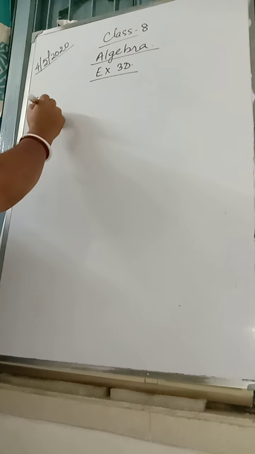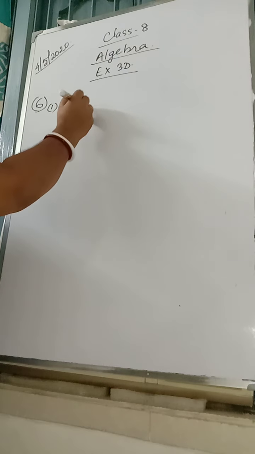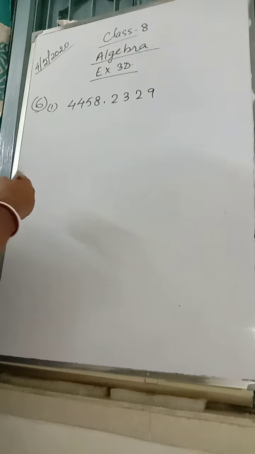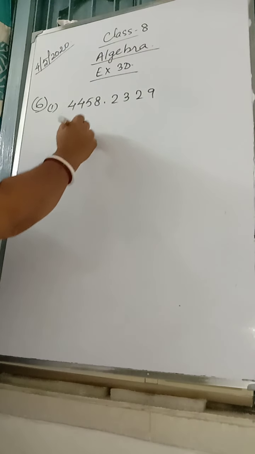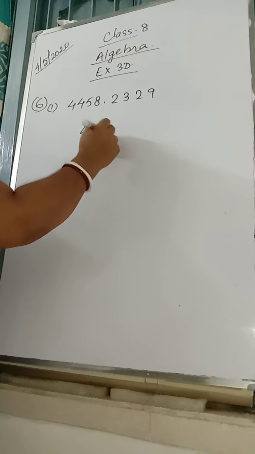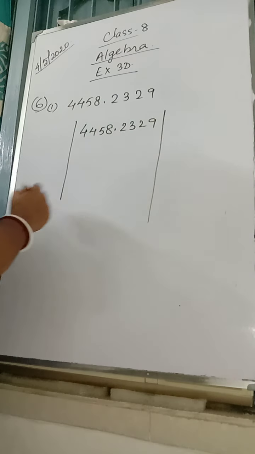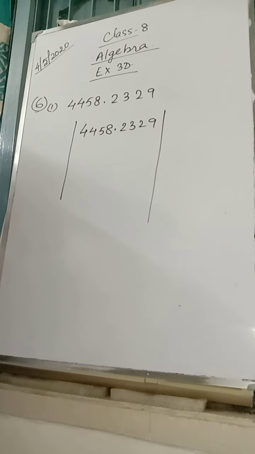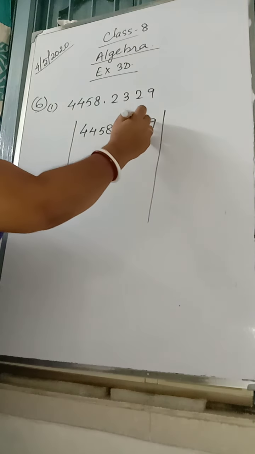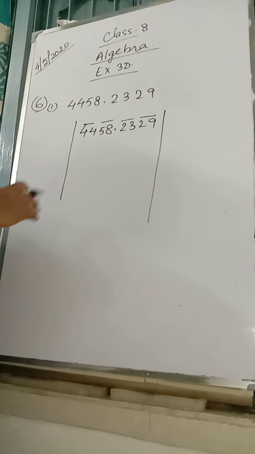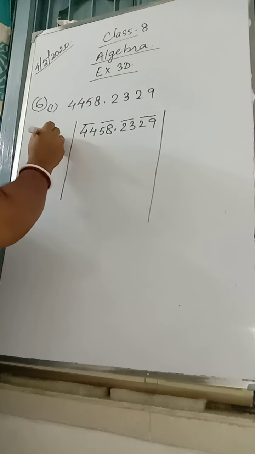Now see, question 6. The square root of 4458.2329 is the same as we have learned for numbers without a decimal. Now make pairs. We made pairs. Now 44: 6 sixes are 36, 7 sevens are 49. So we have to take 6.